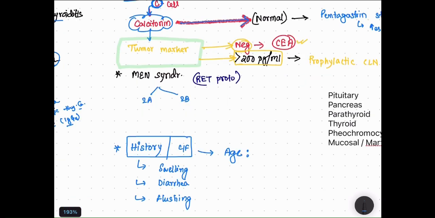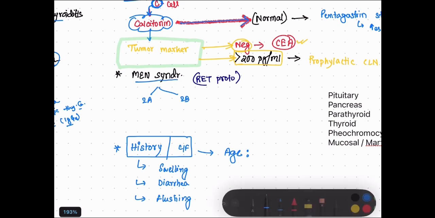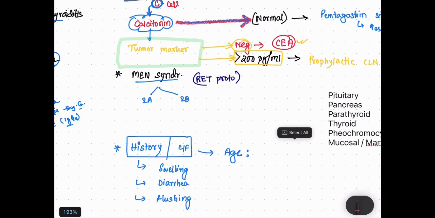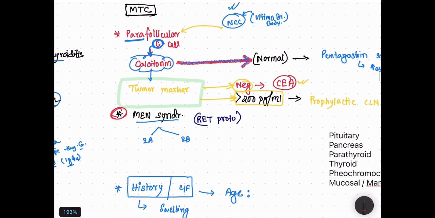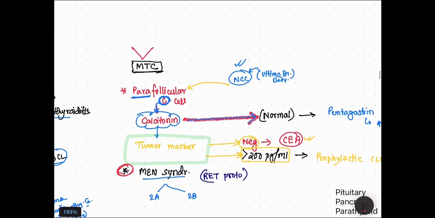Medullary thyroid carcinoma is associated with MEN syndrome. If you want to remember only one thing from medullary thyroid carcinoma, please remember this: medullary thyroid carcinoma is associated with MEN syndrome. Actually, medullary thyroid carcinoma may be familial and may be sporadic. Okay, now the familial is the most common variety, and whatever syndromic associations I am going to tell you, that is MEN syndrome, is associated with familial only. The sporadic is not associated with those things.